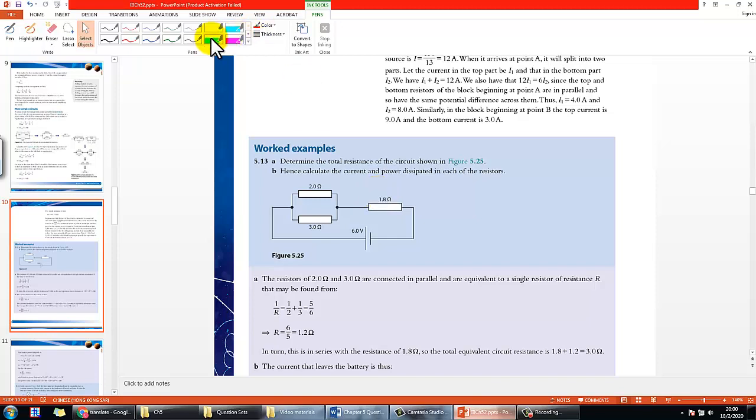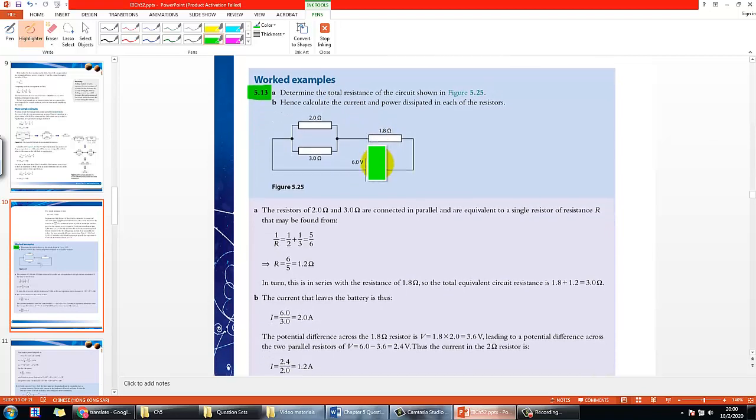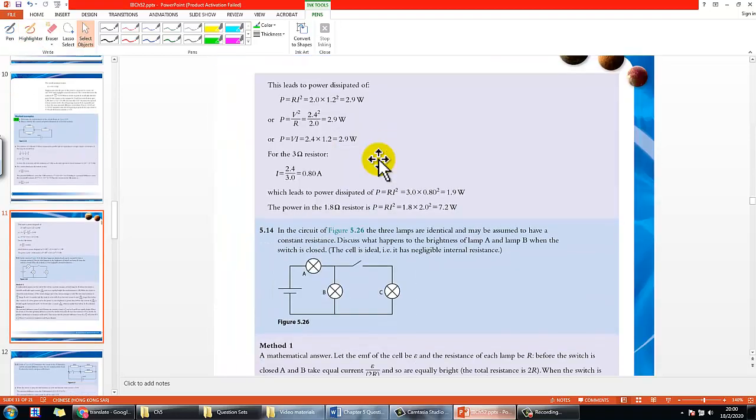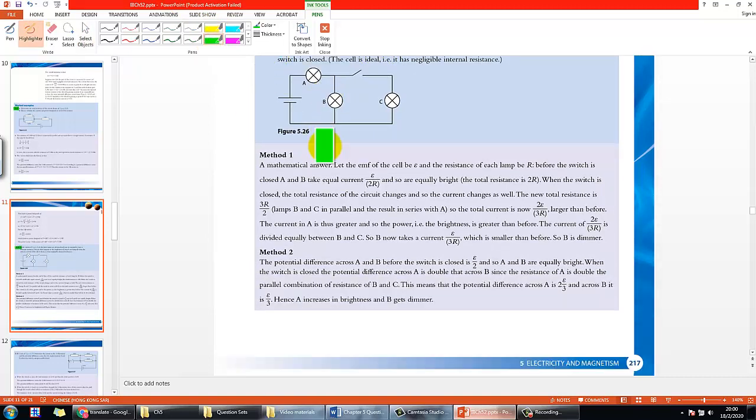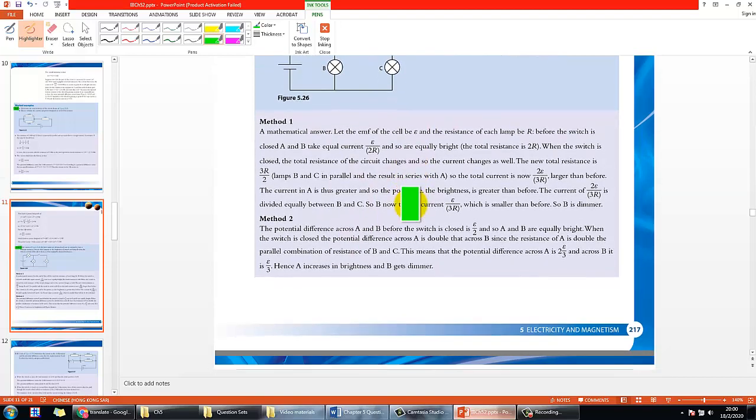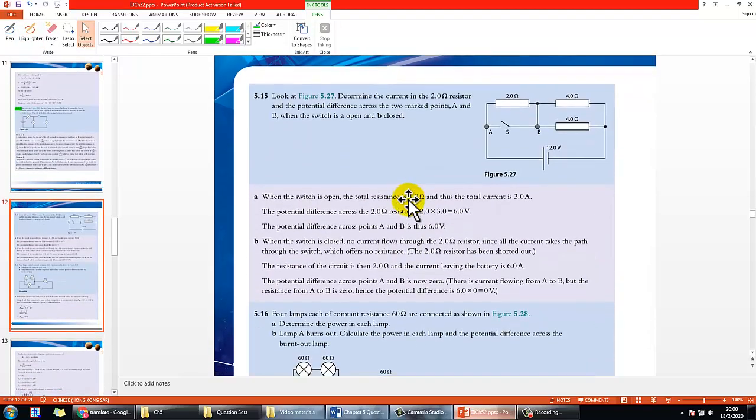The word example here, 5.13, is basically what we did in the previous video, so you can ignore this page. And same for 5.14, we did this already, so you can ignore this one. If you'd like to read the explanation, that's perfectly fine. There are also two examples that we have not covered, which are 5.15 and 5.16.